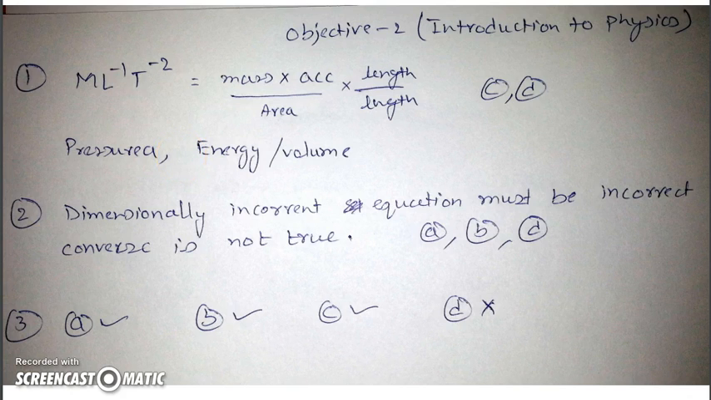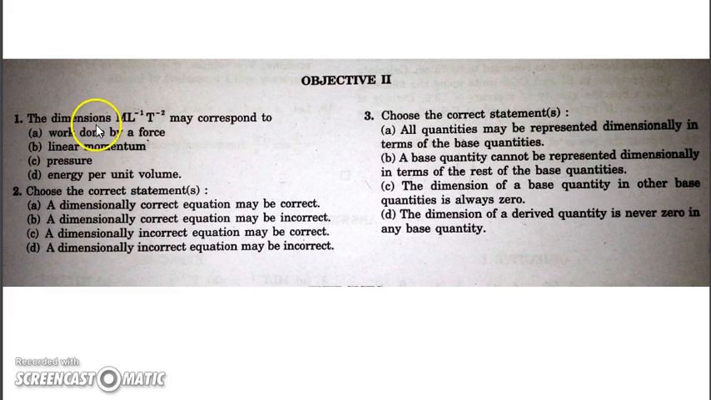So the dimensions of this will match with pressure and energy per unit volume, because work done is M L2 T minus 2, and linear momentum is kg meter per second, so it will be M L T minus 1. So the upper two will not match, whereas C and D options are matching.